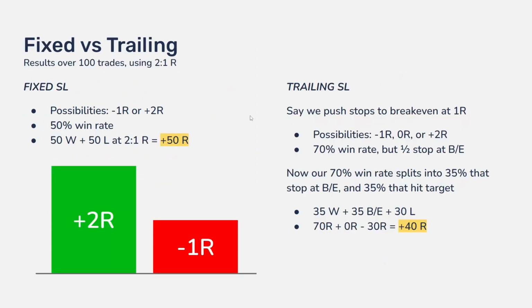And it's important to also be aware of the numbers of how this affects your trading as well. So if we're looking at fixed versus trailing stops and the results over 100 trades using 2 to 1R, in a scenario when you're using a fixed stop loss, you only have 2 possible outcomes.